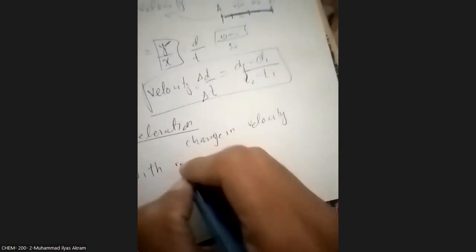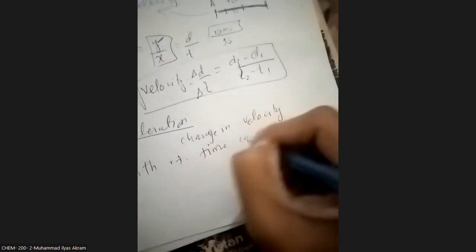So change in velocity with respect to time is called acceleration. Similarly, acceleration can be of two types. It may be uniform or it may be variable.